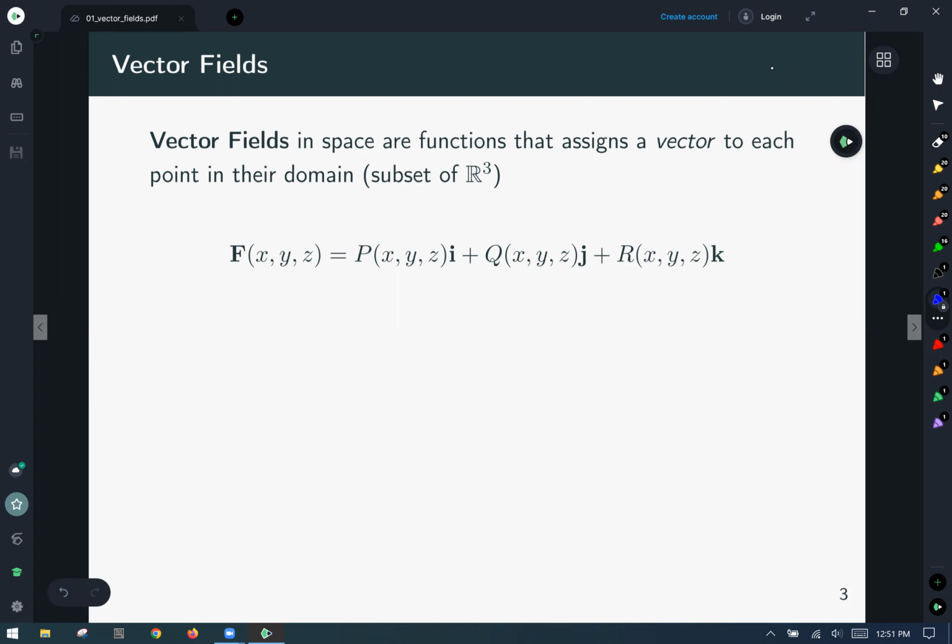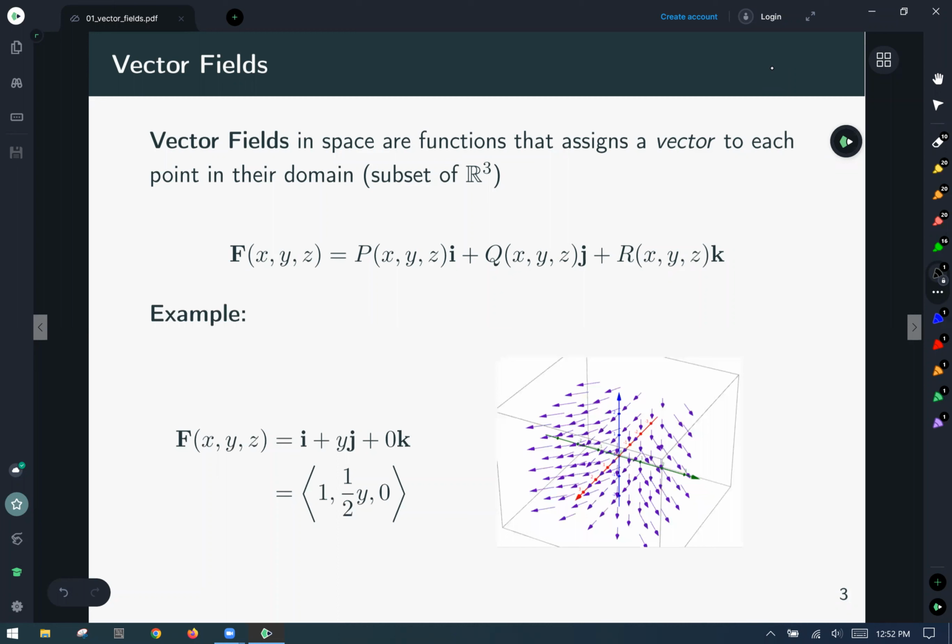So some texts, I think the Apex calculus uses M, N, and P. But I stuck with P, Q, and R here, which I think is what the OpenStax text does.